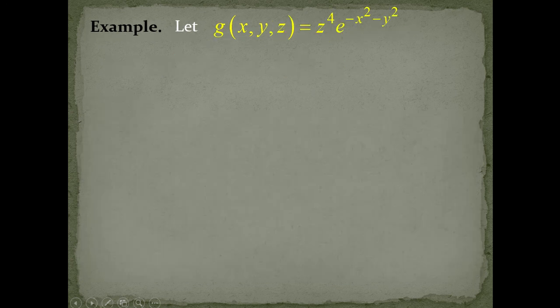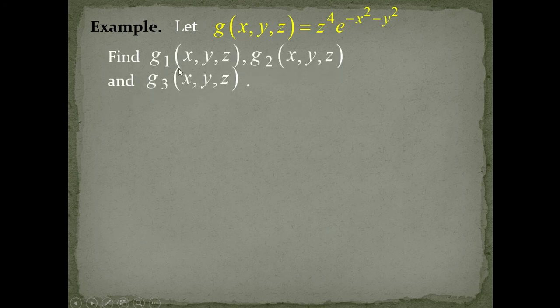Now, another example: let f be a function of three variables x, y, z, equal to z to the fourth times e to the minus x squared minus y squared. So we're given this function of three variables x, y, and z.